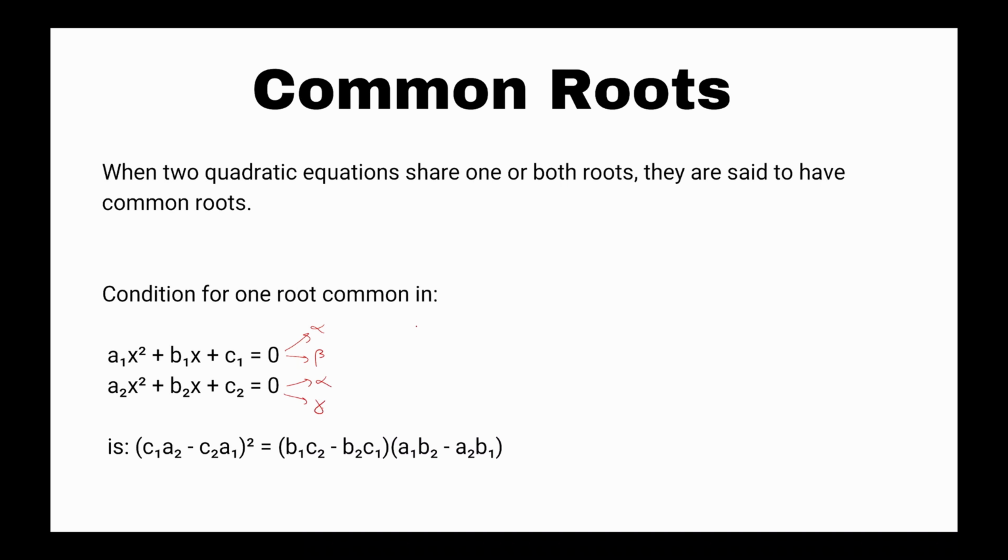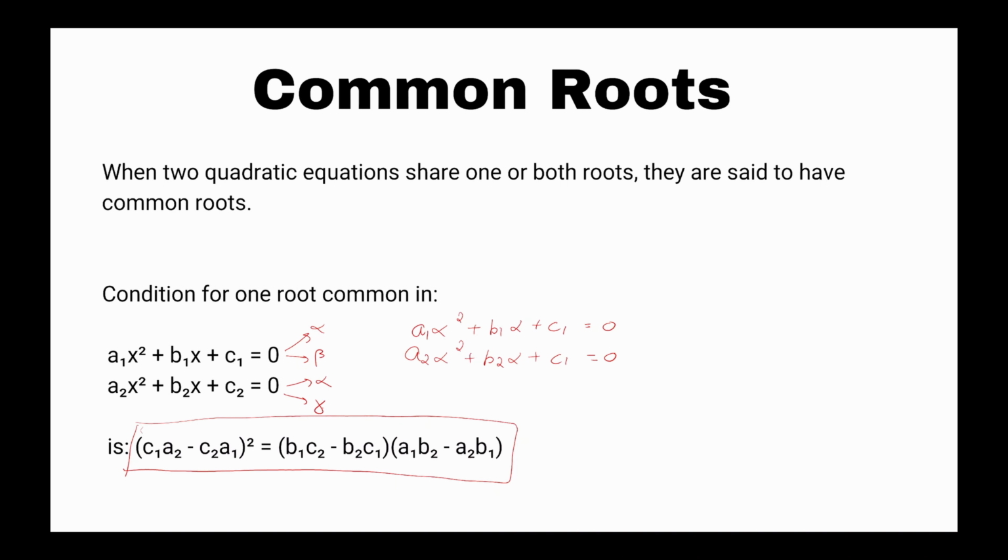So first of all, what I can say is my roots are going to satisfy my equation. So it would be a1 alpha square plus b1 alpha plus c1 is equals to 0. Also, it would be a2 alpha square plus b2 alpha plus c2 is equals to 0. Alpha would satisfy both these equations. Also beta and gamma would satisfy their respective equations. For the time being, I'm just writing it down as alpha. Now, when we try to equate these two equations or find out their ratio, the condition that we find out for one common root is this: (c1a2 minus c2a1) whole square is equals to (b1c2 minus b2c1)(a1b2 minus a2b1).